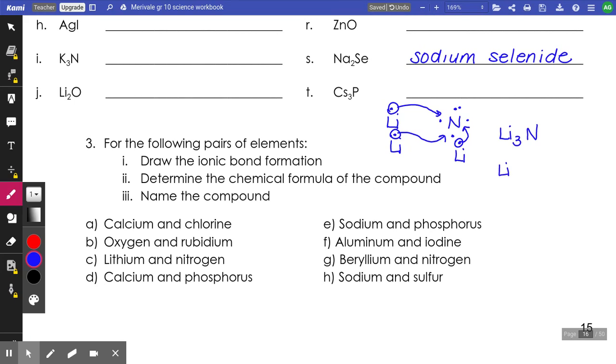Again, if you want to do that in a way that's a little bit faster, you would draw your ionic notation for each one and then do your crisscross method. So you end up with this. Okay, that's the chemical formula. Now we're going to name it: lithium nitride. Done.